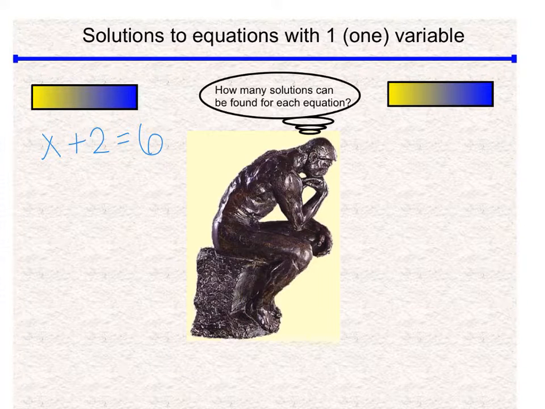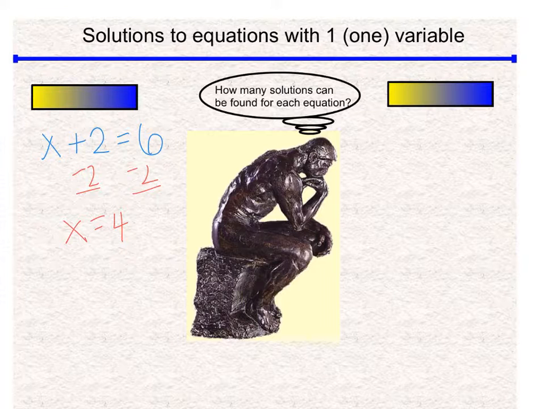Well, if I take away 2 on each side, I get x equals 4. There is only one possible value for x that will make this true. 4 plus 2 is our only option to get an answer of 6.